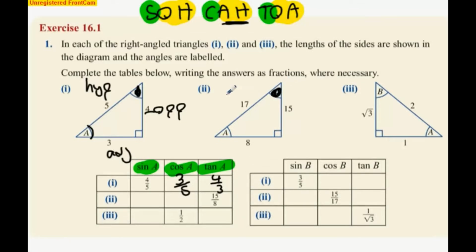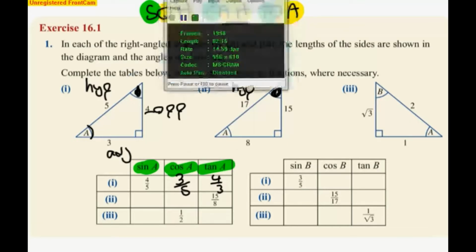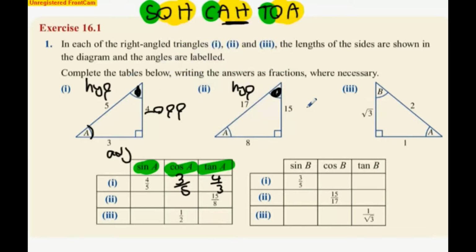Next thing we're going to do is move on to question 2 and once again look at angle A. The hypotenuse is 17 in this triangle. Angle A looks at the 15, so therefore 15 must be the opposite. This leaves that 8 is the adjacent.